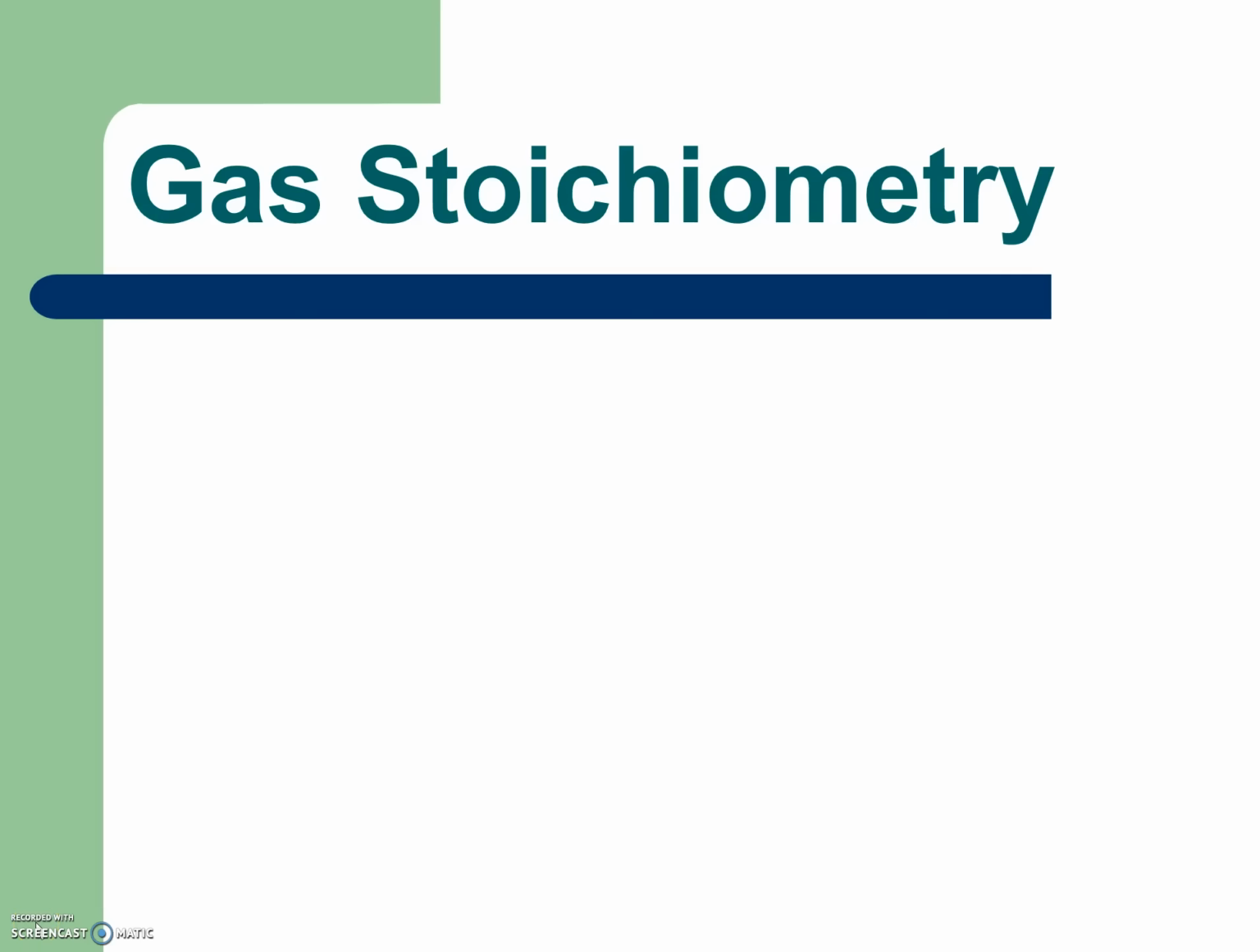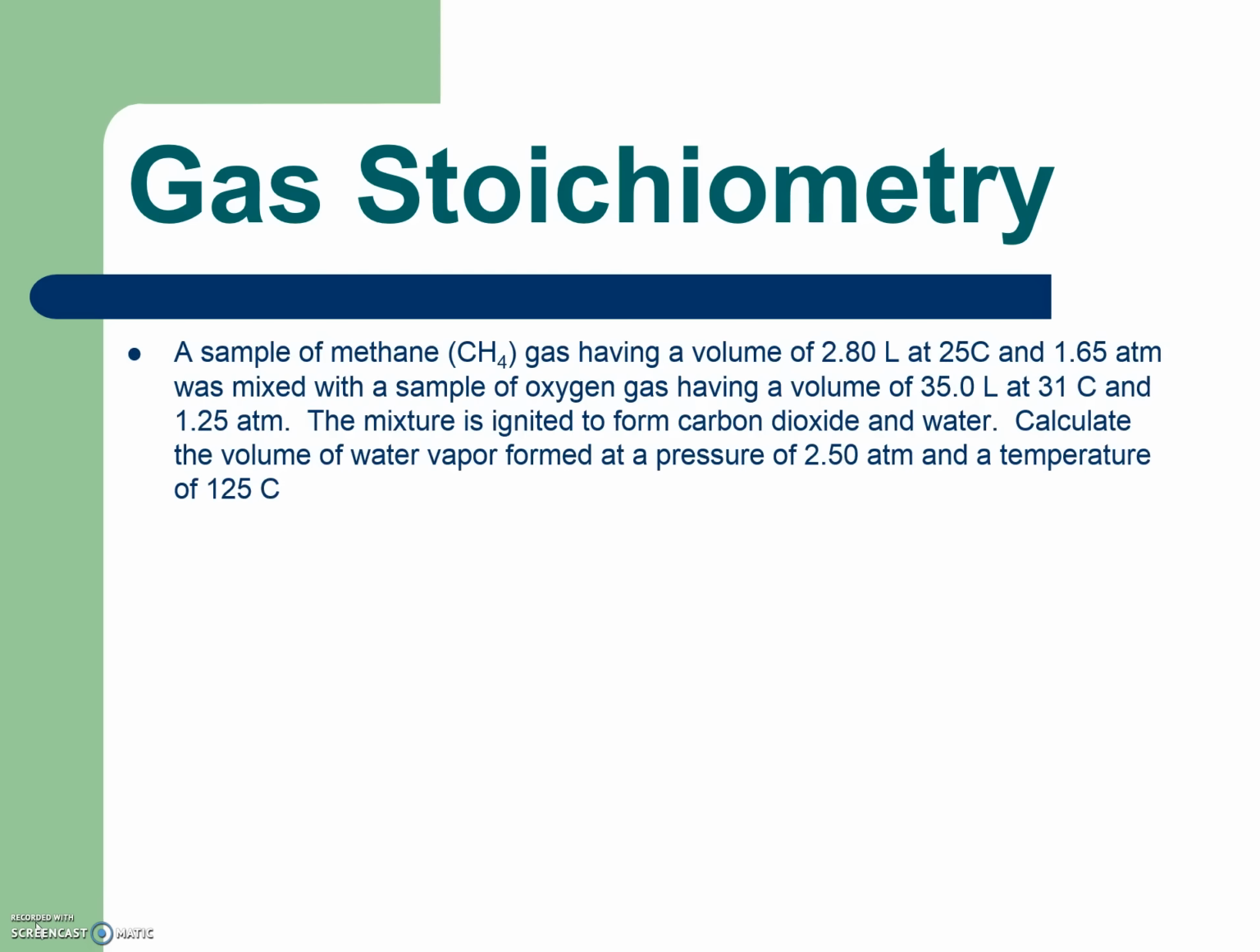Okay, so let's take a look at another one of these more involved gas stoichiometry problems. So they have a lot of words. It says a sample of methane gas having a volume of 2.80 liters and 25 degrees Celsius and 1.65 atm was mixed with a sample of oxygen gas having a volume of 35 liters, 31 degrees Celsius, and 1.25 atm. The mixture is ignited to form carbon dioxide and water. Calculate the volume of water vapor formed at a pressure of 2.50 atm and a temperature of 125 degrees Celsius.